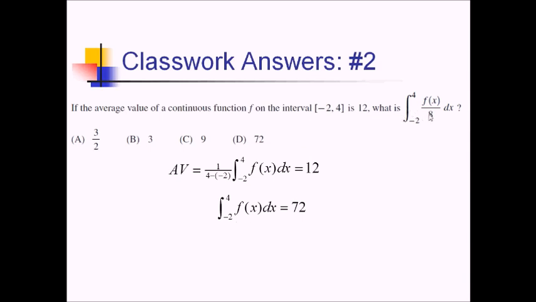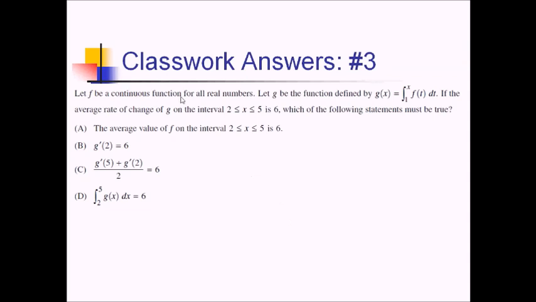You could rewrite this function up here as 1/8 times the integral from negative 2 to 4 of f of x dx. Because if you're dividing by 8, you really have a multiplier of 1/8 in here that you can pull out. And hey, we actually know what this integral's value is. We wrote it up here. It's 72. So really, I'm just doing 1 over 8 times 72, which I know comes out to 9. So that's choice C.